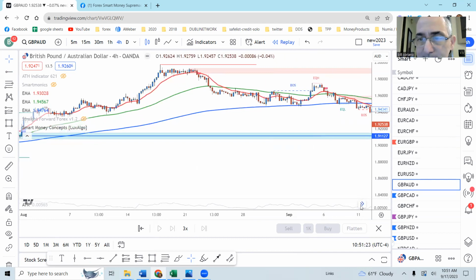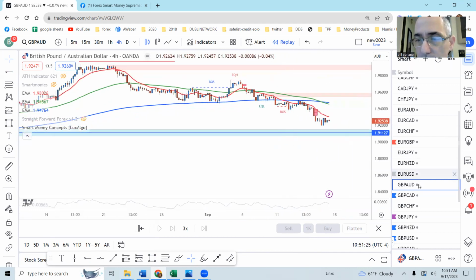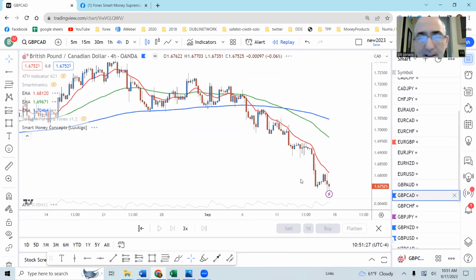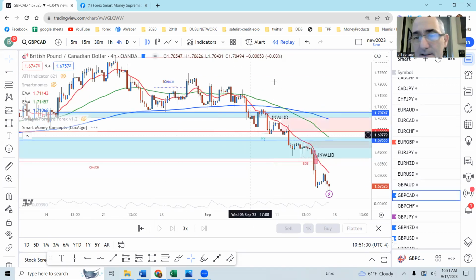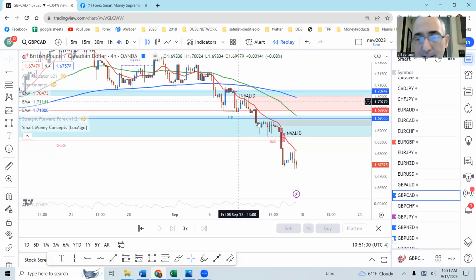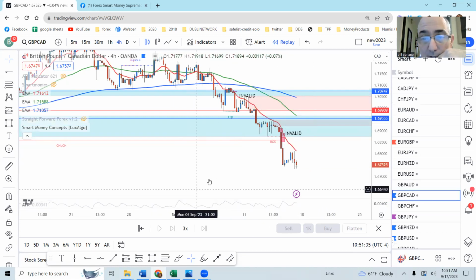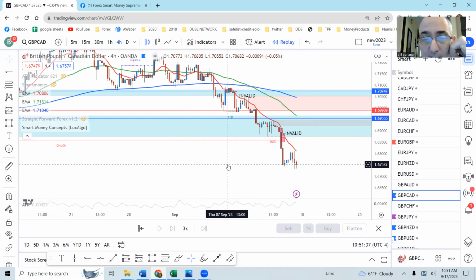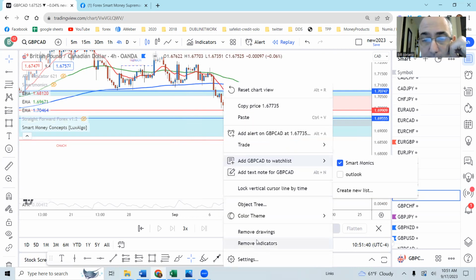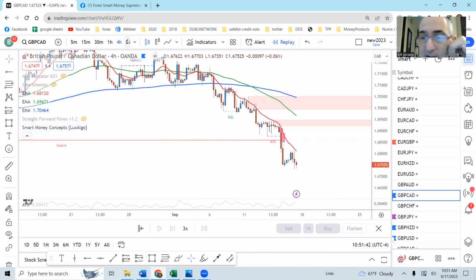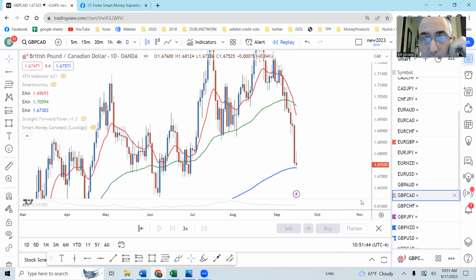And there we have it. GBP CAD. And again, guys, this invalidated a couple order blocks here. So this may be one where we may be looking for a change in the bias as well, right? Let's remove the drawings. Let's go to the daily chart here.